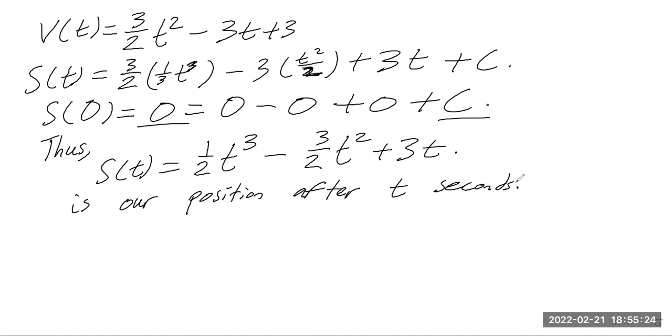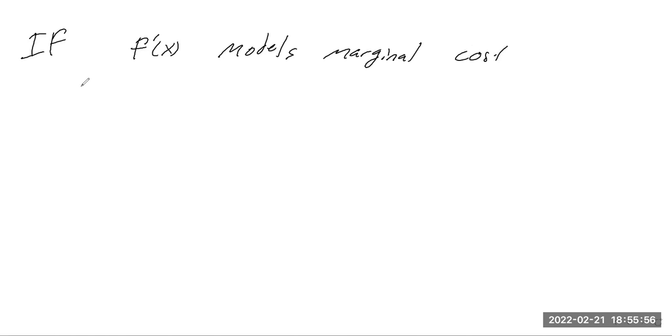Now, this isn't our only real-world application. Instead of talking about just particle motion, we could talk about object propulsion. Throwing a ball in the air, seeing how high it gets and when it's going to hit the ground, finding its position function. If you don't even want to talk about the realm of position functions, we could say that if f prime models marginal cost, find our cost function.